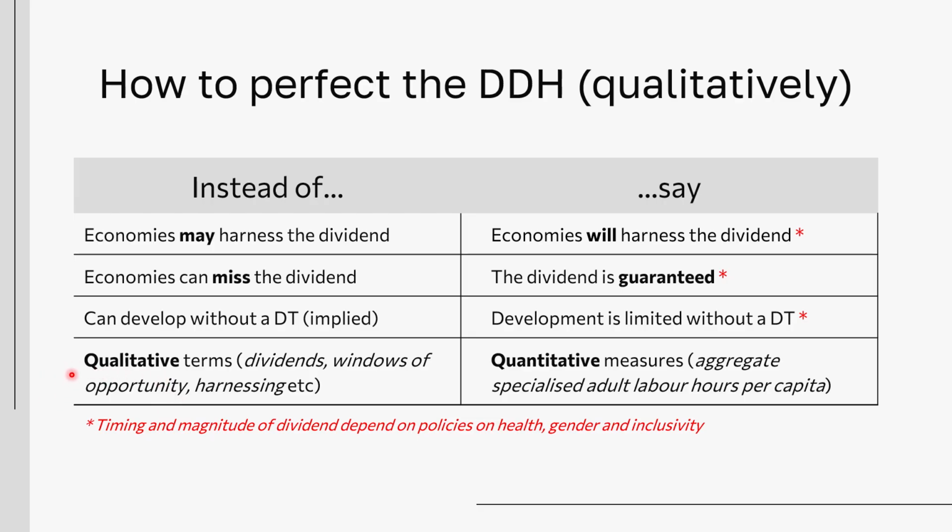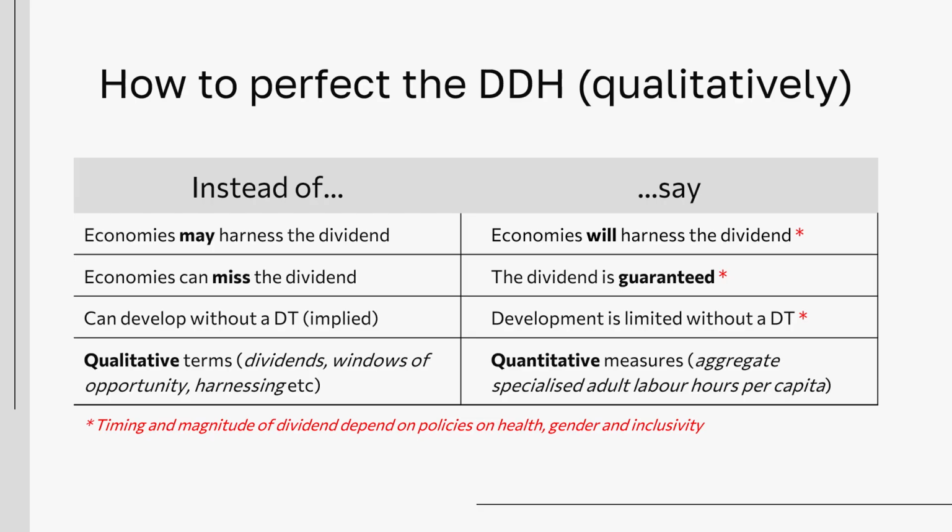Finally, another adjustment one might want to make is that instead of using these more nebulous terms of dividends and windows of opportunity and harnessing, etc., it might be preferable to just use the quantitative measures, which broadly are, essentially, aggregate specialized labor hours per capita per unit of time, right? And so when you're doing comparative macroeconomic analysis and you're comparing a nation with a median age of 18 with another nation with a median age of 35, one must adjust for differences in workers per capita, right?